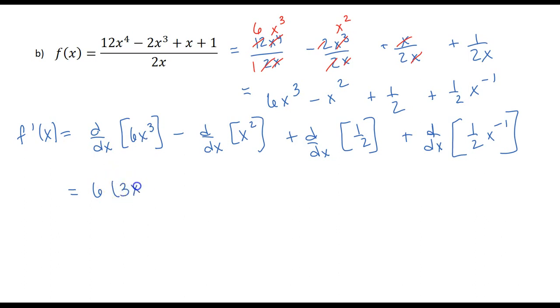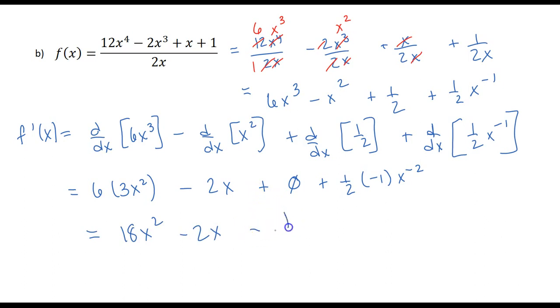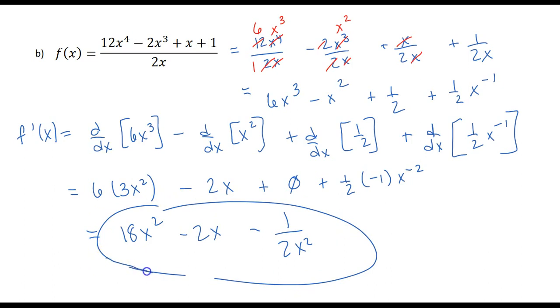That'll be 3x squared times the 6 minus 2x plus the derivative of 1/2, which is 0, plus 1/2 times negative 1x to the negative 2. So that ends up being 18x squared minus 2x minus 1 over 2x squared. When you simplify that, you don't necessarily have to find a common denominator for this problem. In the future, there may be some contexts where it would make sense to do so, but for now, you can leave it like that.